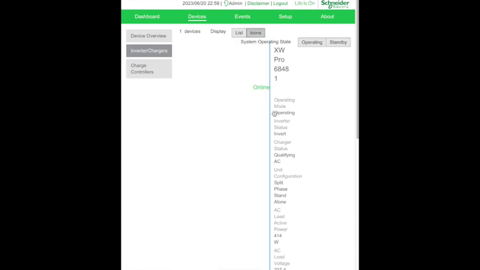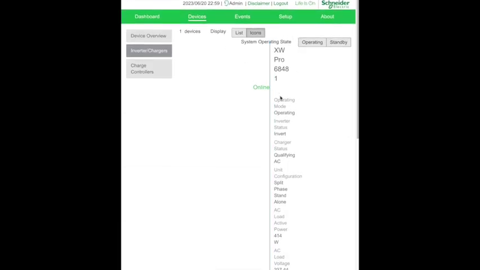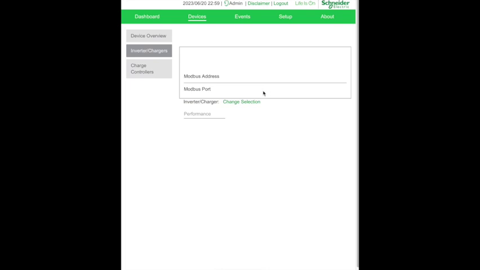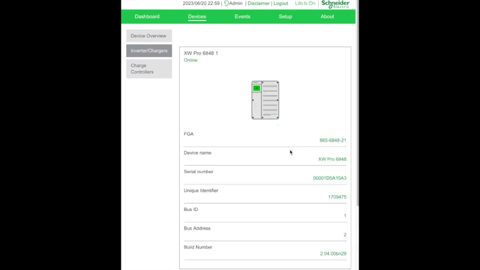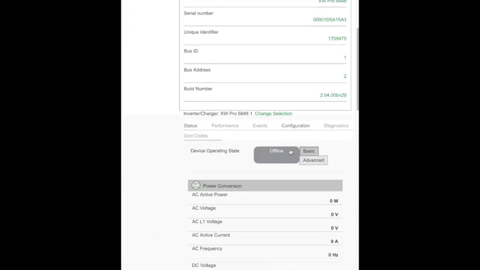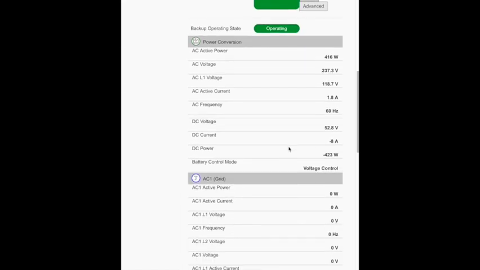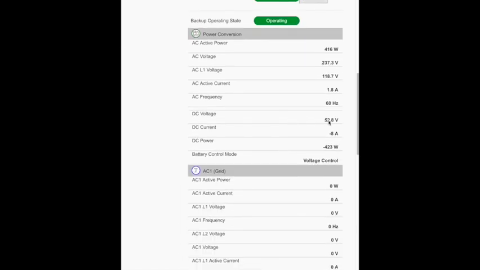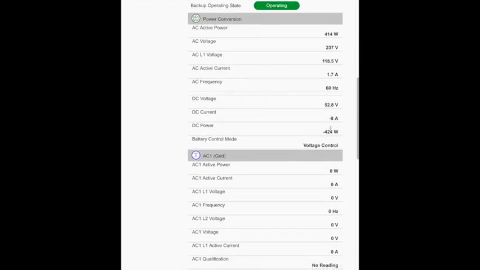Let's go to the inverter. This is a weird screen because I've recorded my screen a little too narrow, so I'm trying to figure out how to get into it now. There we go. I just click here, and boom, now we're in. So this is the XW Pro 6848. It's all updated to the most recent versions. Power coming in, 18.7, 8.1 amps out, 425 watts.